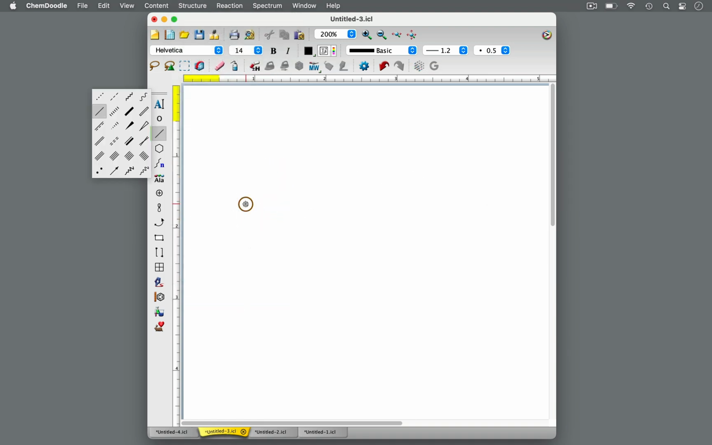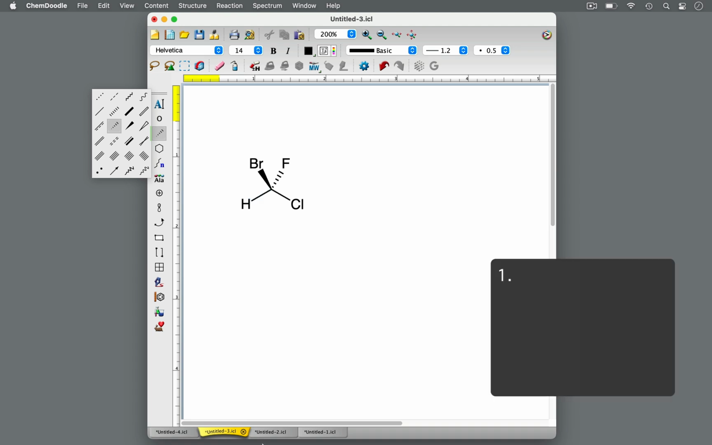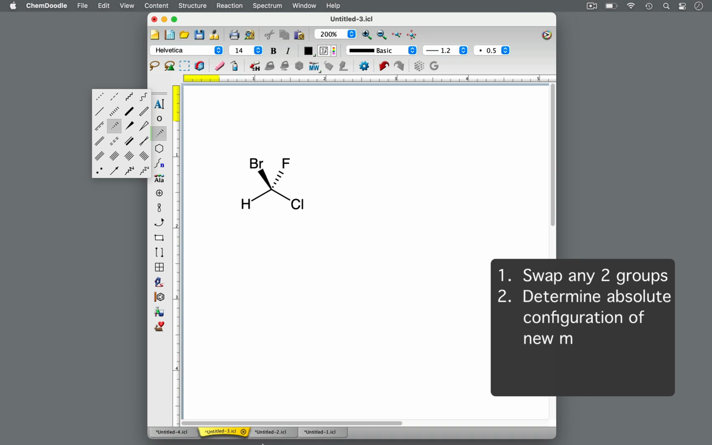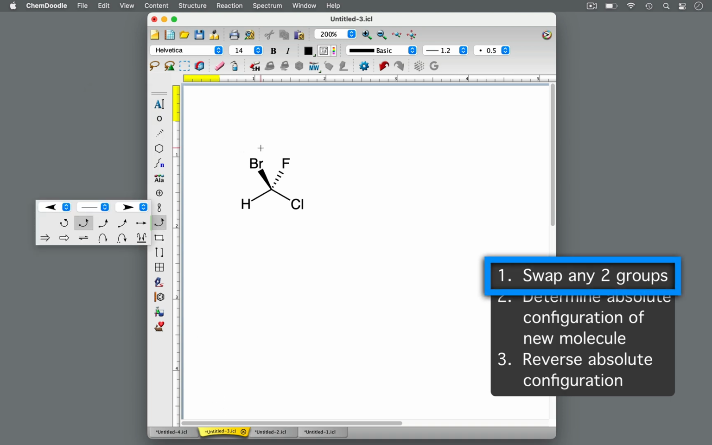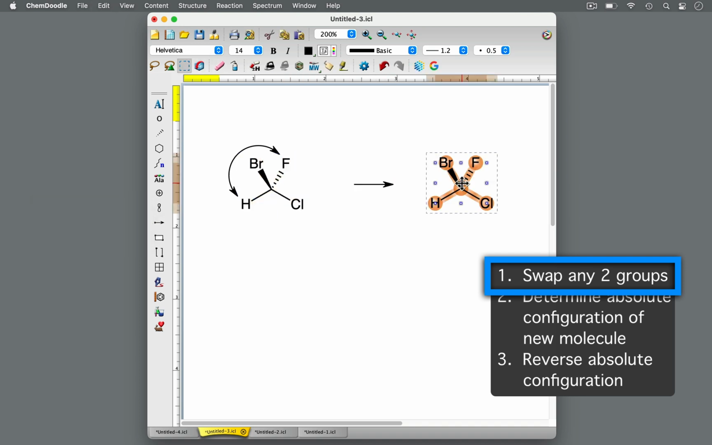What if the lowest priority group is neither oriented toward us nor away from us, but rather is positioned in the plane of the screen? Here, the lowest priority group is the hydrogen, and it's in the plane of the screen. To easily determine absolute configuration in this case, swap any two groups of the chiral center, determine the absolute configuration of the new molecule, and then reverse the absolute configuration. To start, let's switch the fluorine and the hydrogen. This puts the hydrogen, the lowest priority group, in the back, pointing away from us.